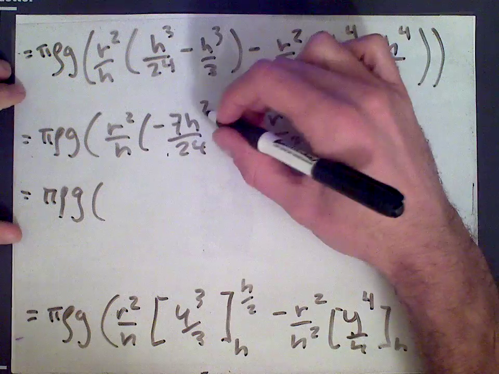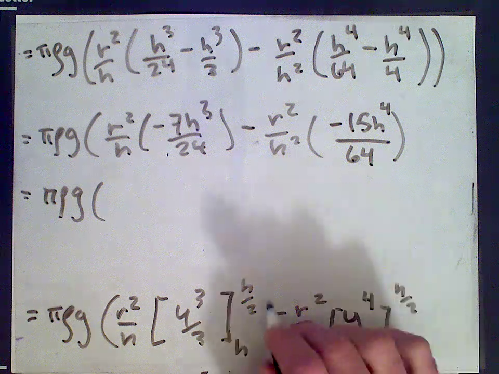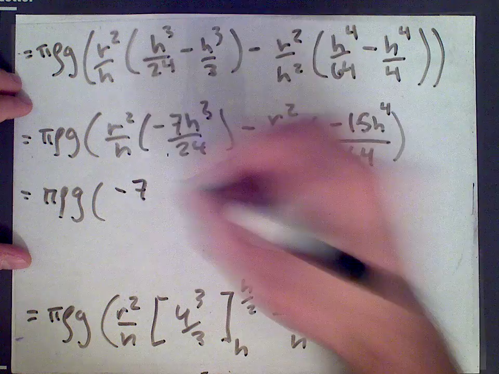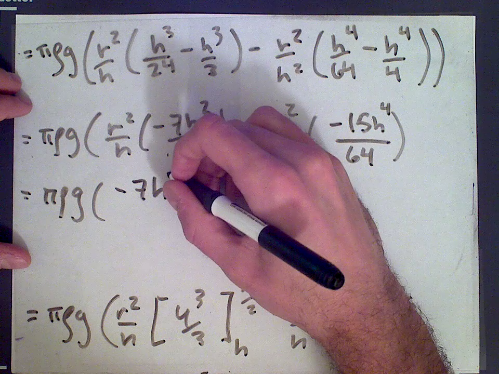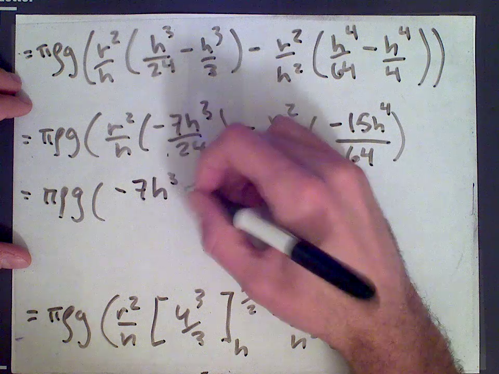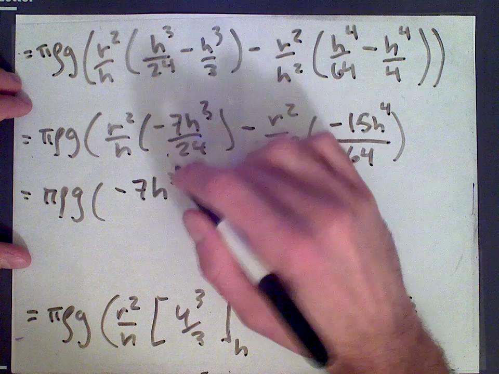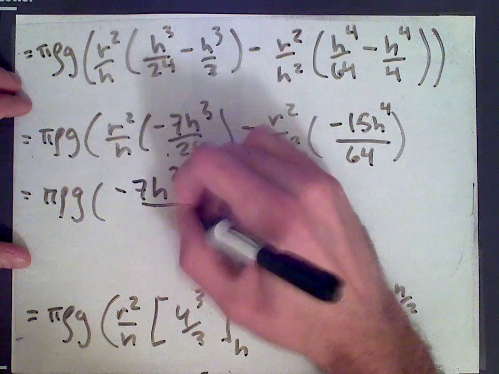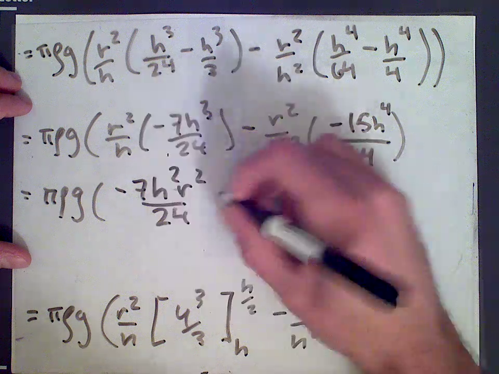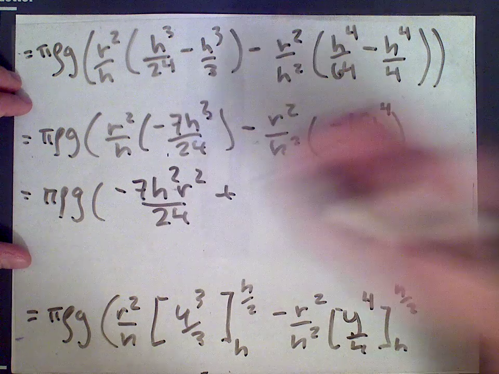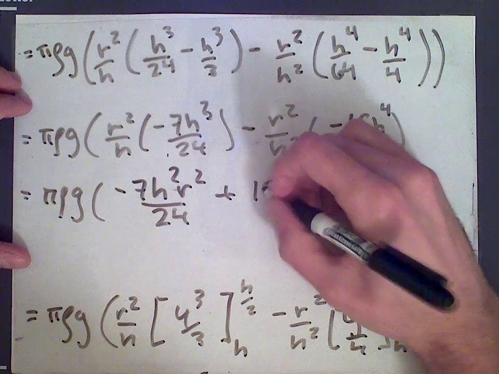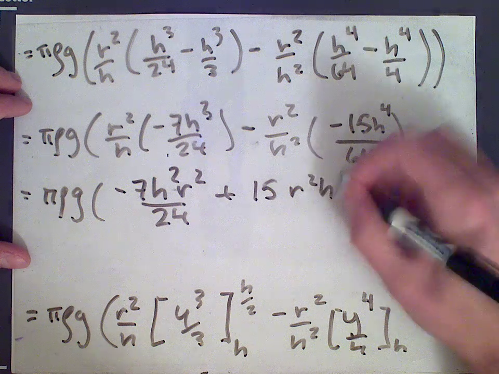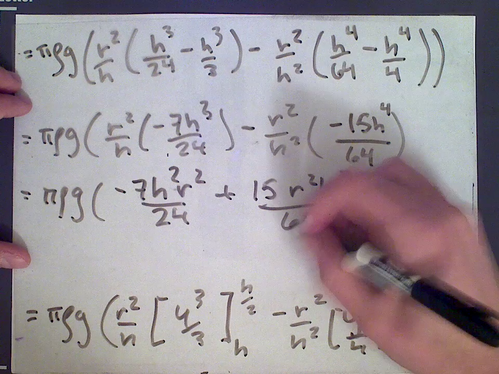Okay. This is an h cubed. Okay, we're good. So we get negative 7h cubed r squared over 24. We have to be careful here. Minus, plus, minus and minus makes a plus, 15 r squared h squared over 64.